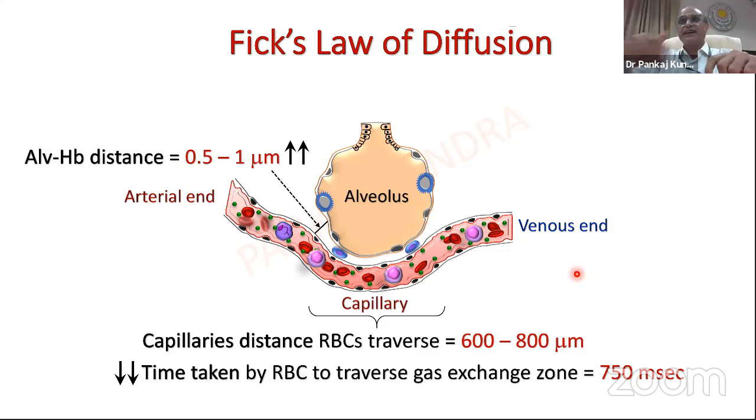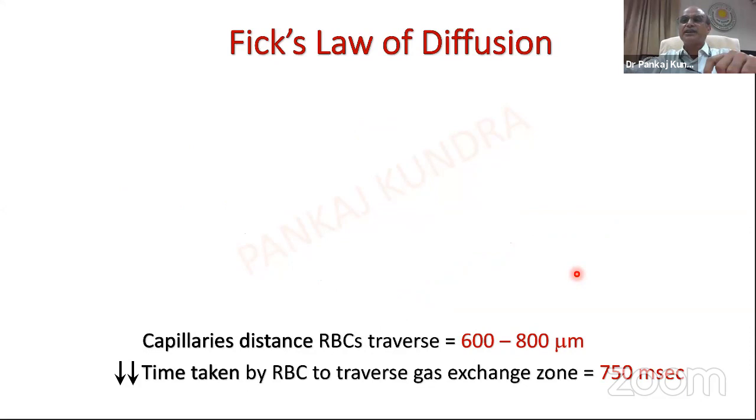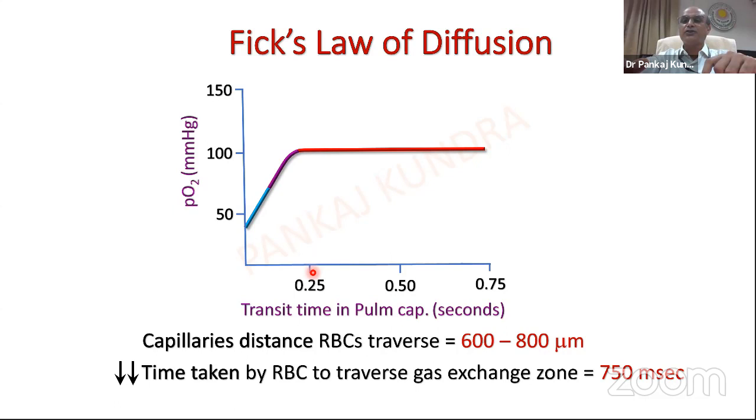If there's a very high cardiac output and the RBCs do not get time to get aerated by the time they travel, then the oxygenation would suffer. And that is what you can see in this graph. The minimum time you need is about 0.25 seconds or 250 milliseconds for it to get fully saturated. So 250 milliseconds to 750 milliseconds is fine. But in any case, if it falls below this, then the PO2 levels will not equilibrate and there will be some sort of fall in the oxygen partial pressures in the alveoli.